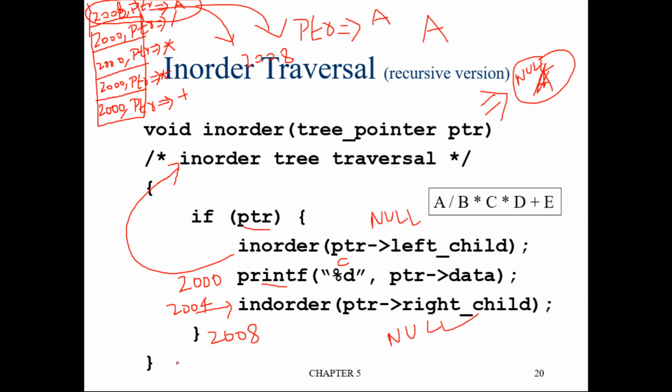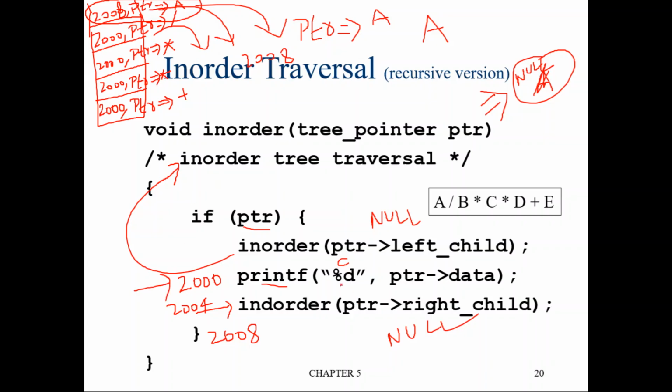After coming out, again there is a return statement, so once again it will pop. Now when it pops, what you will get? You will get this 2000 and ptr equal to slash. So after printing A, it will once again say that the next instruction is 2000, so again the control will go here.